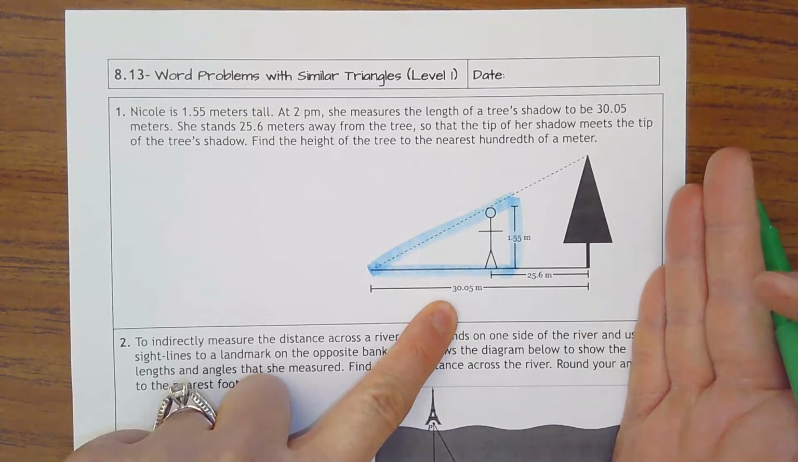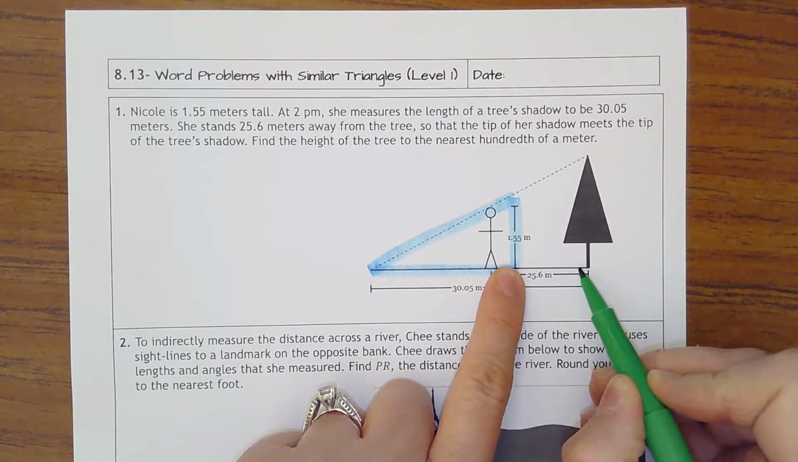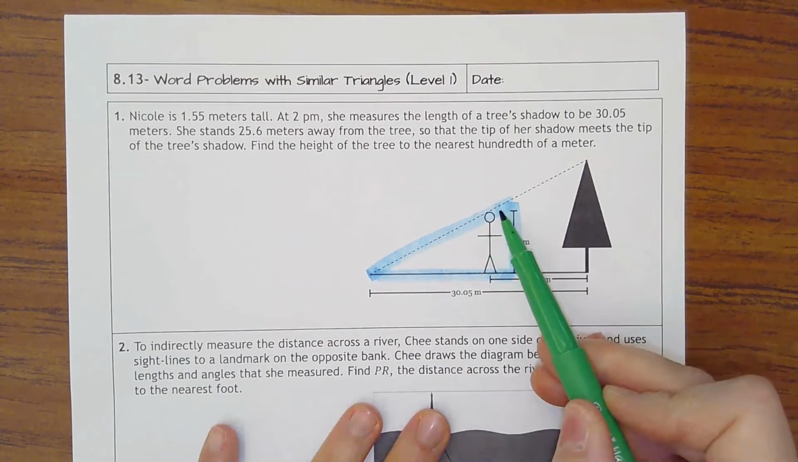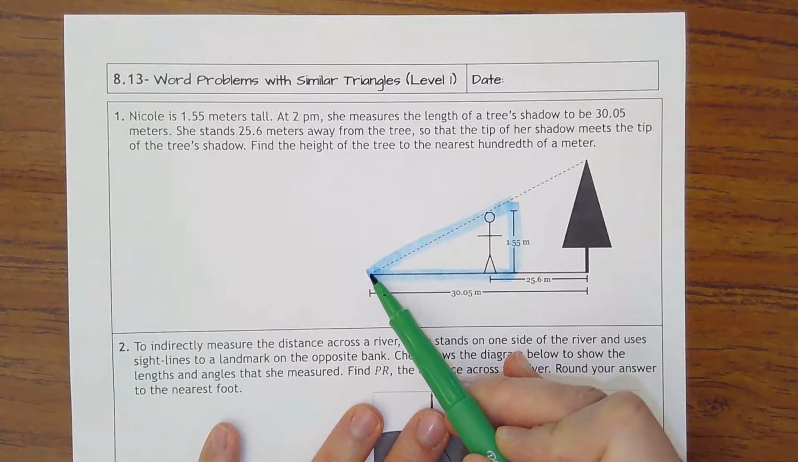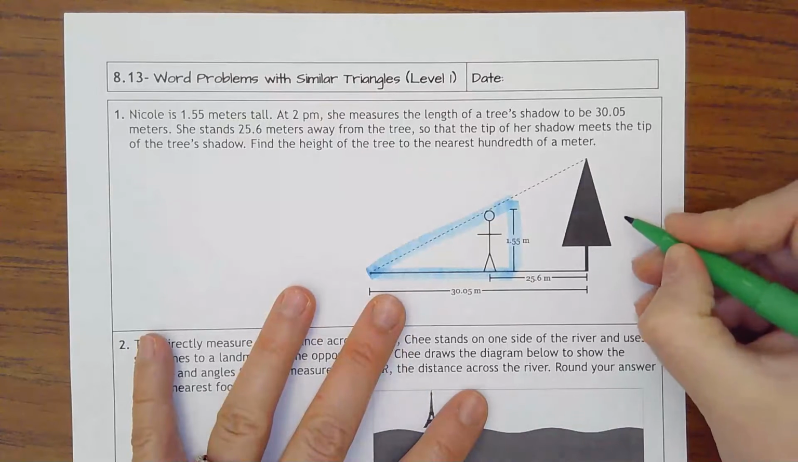She stands 25.6 meters away from the tree, so that's this distance here to here, so that the tip of her shadow meets the tip of the tree's shadow. So her shadow coming down from here is actually meeting right where the tree shadow ends. Find the height of the tree to the nearest hundredth of a meter.